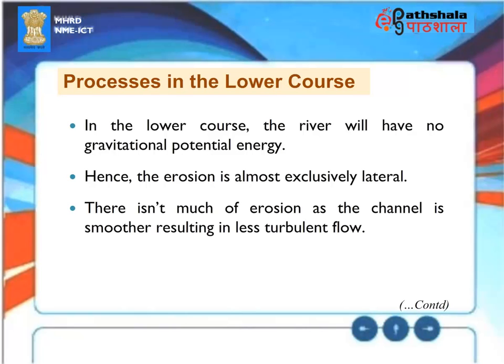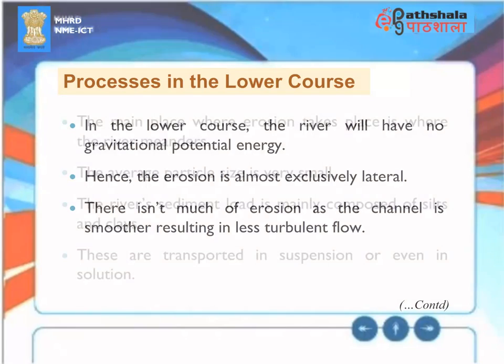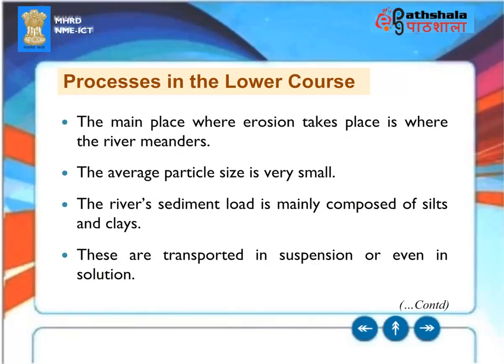Processes in the lower course. In the lower course, the river will have no gravitational potential energy. Hence, the erosion is almost exclusively lateral. There isn't much erosion as the channel is smoother, resulting in less turbulent flow. The main place where erosion takes place is where the river meanders.